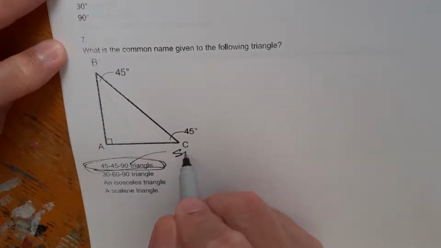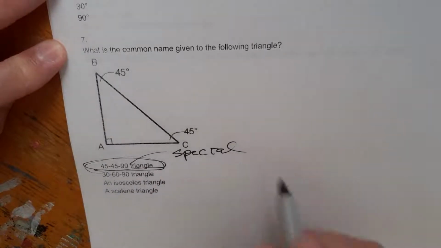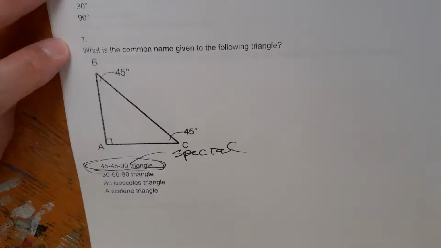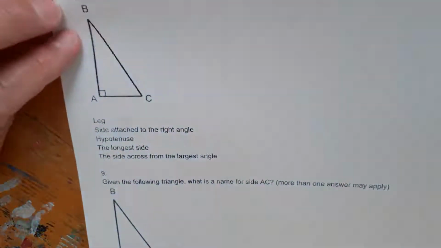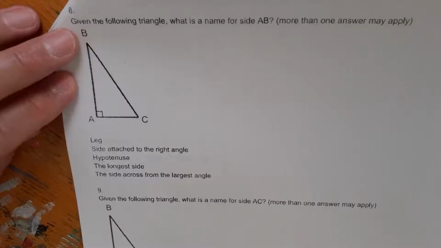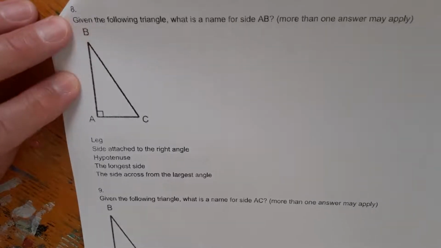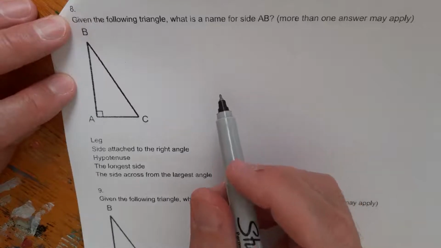Sometimes we do call it a special because we love it so much. 30, 60, 90 and 45, 45, 90 are the two special right triangles. And their sides are related to each other by specific ratios. And we love that because we can calculate what one side length is given another using those ratios. And we think it's very cool.